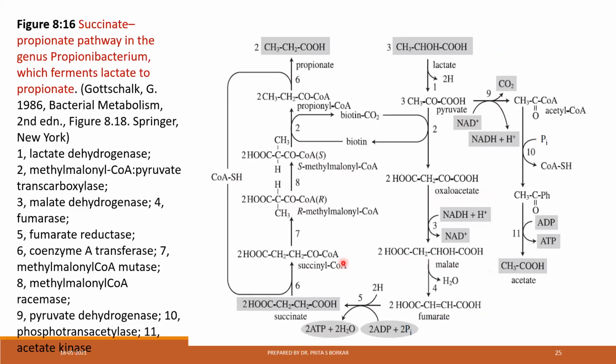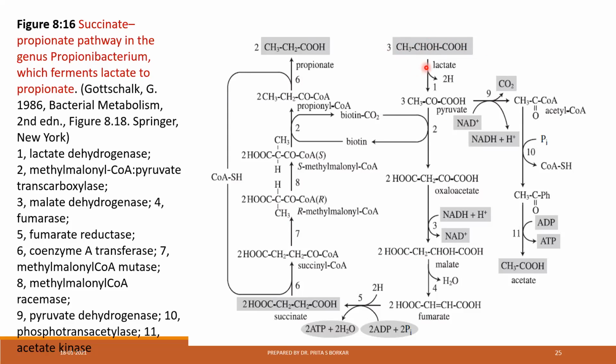Then you have another cycle which is called the succinate propionate pathway, which takes place in Propionibacterium, which ferments lactate to propionate. The bacteria was fermenting lactate to form an acetate molecule, and this is following the succinate propionate pathway, and this Propionibacterium ferments lactate to propionate. Okay, so this lactate, this is the structure, that is CH3CHOHCOOH is the structure of lactate.